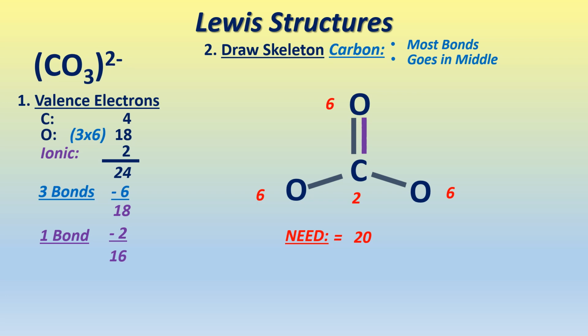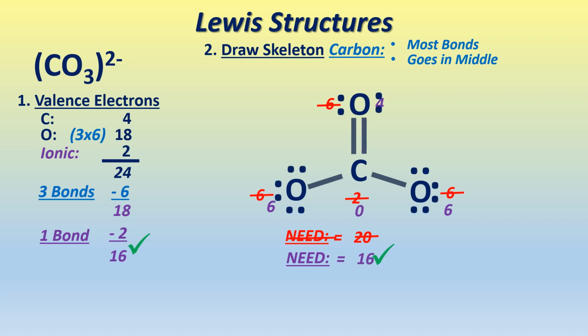Relooking at my needs, the oxygens on the left and right each need 6. The oxygen on the top needs 4 electrons to reach 8. Carbon needs none. So 16 electrons are needed. I had 16. So 2 of the oxygens get 6. The oxygen with the double bond gets 4 electrons. Everybody has an octet.